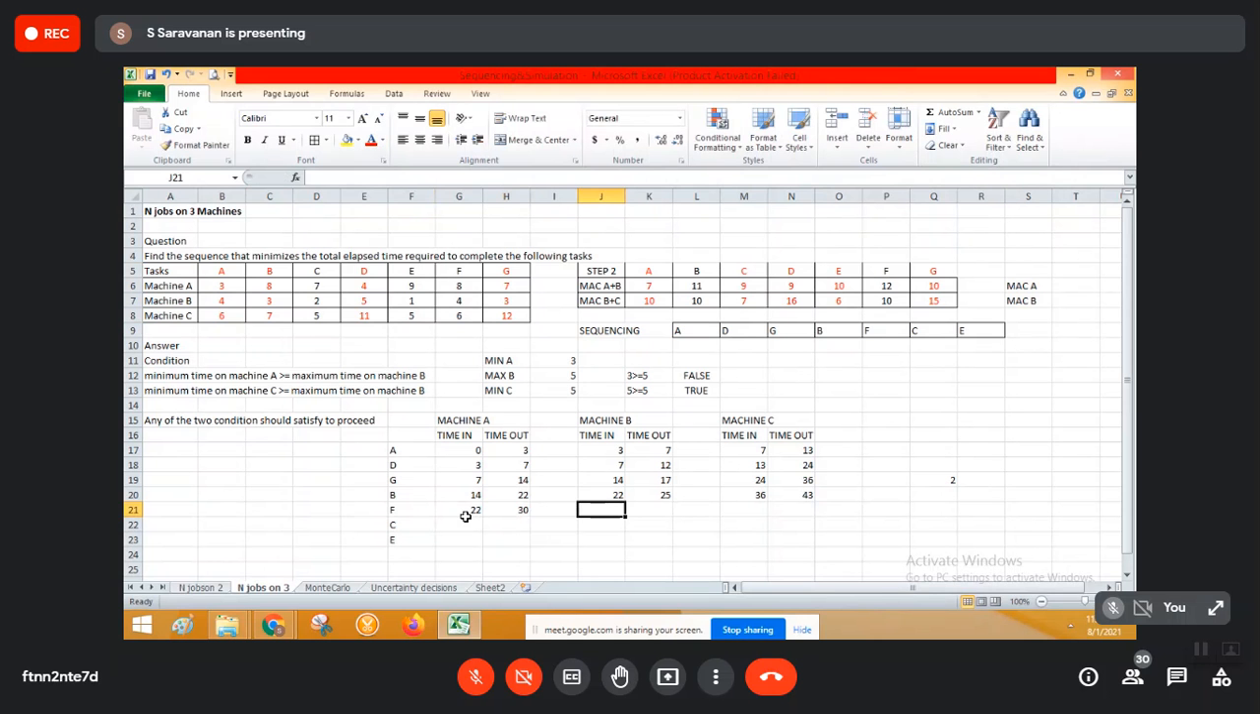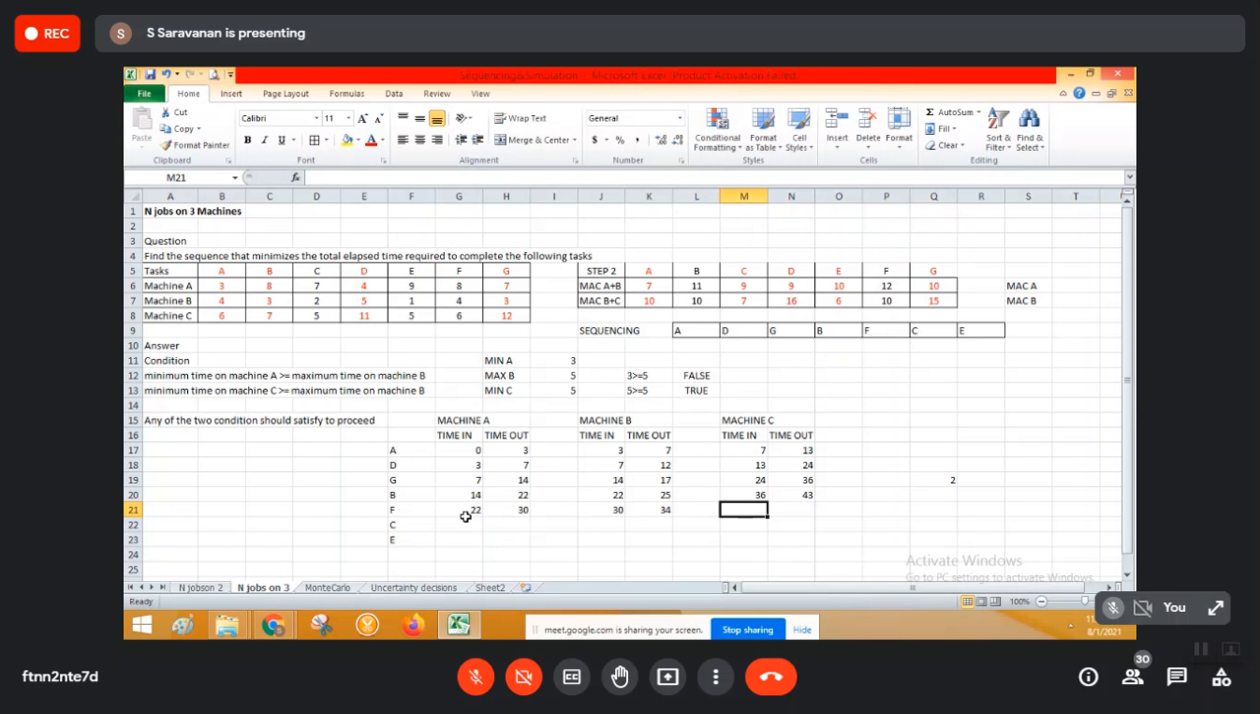Okay, 30 it has completed the job. So it cannot take the job at 25. So it can take the job only at 30. Even though machine B is idle, we cannot take up the job because machine A has completed the job at 30. So 30. Okay. So time out of machine B, we are doing F. F is 4. So 34.